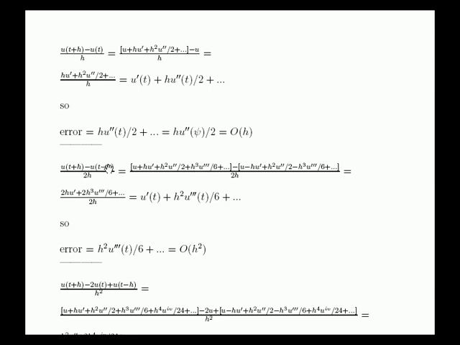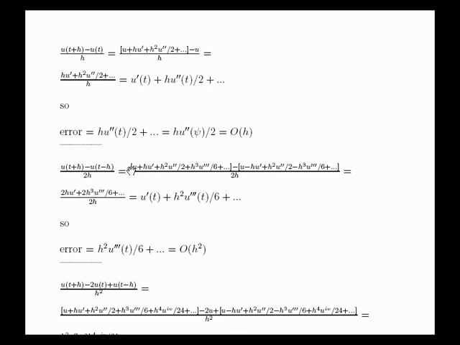Now u at t minus h is the same as u at t plus h, except replace h by minus h, and that makes the odd terms negative, the even terms stay positive. Minus h quantity squared is the same as h squared, minus h cubed is minus h cubed. So here's u at t plus h, here's u at t minus h.